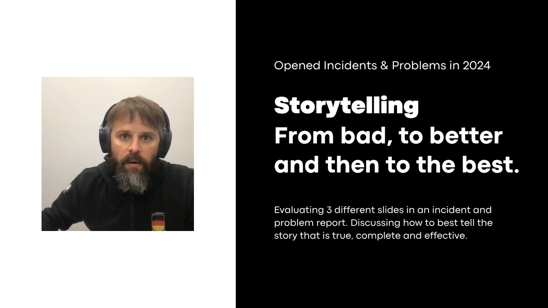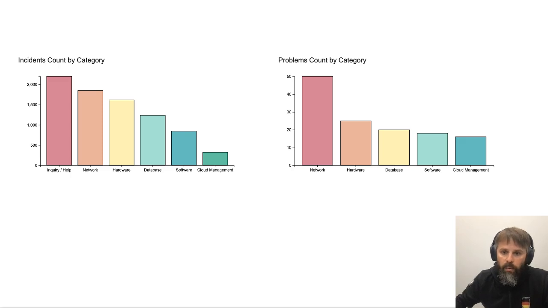In this video, I'm going to work through a few examples of what I would consider a bad visual, show you what a little bit better visual is, and then of this scenario, what the best visual might look like. This first one I have pulled up is a bad visual. So we're looking at our incidence counts by category and our problems counts by category.